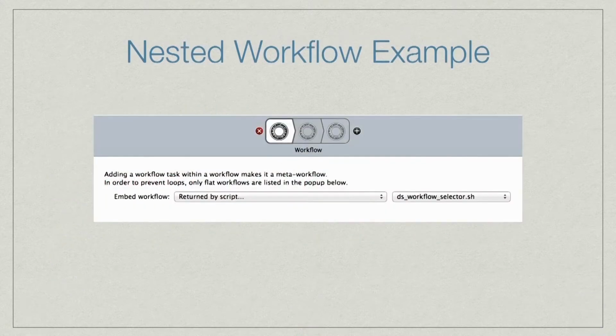This is an example of the nested workflow and using a script to return the workflow you want to use. So return by script, DS workflow selector. In workflow selector, you just need to make sure that your option that you want is echoed out during runtime.